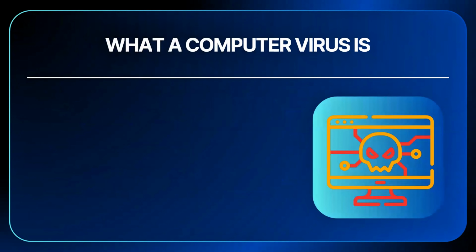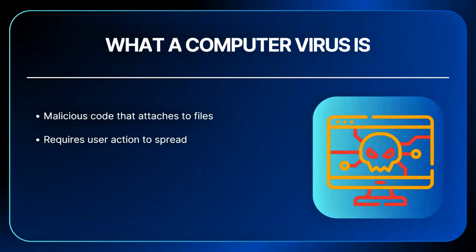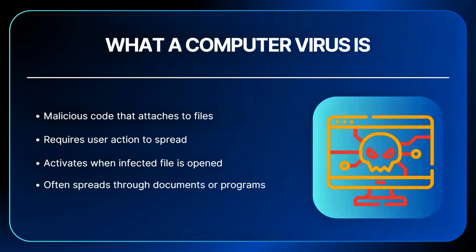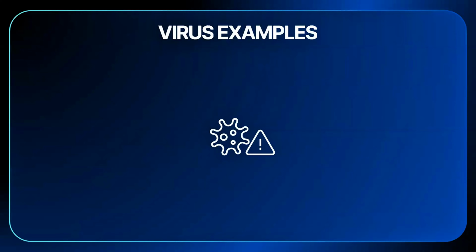What is a virus? In this case, a computer virus. Viruses rely on files and user action to spread. A virus is a malicious code that attaches itself to a file. It requires a user to open or run the file, and it activates when the infected file is open. And it doesn't stop there. It commonly spreads through documents or programs. Now, let's consider some examples of a virus.